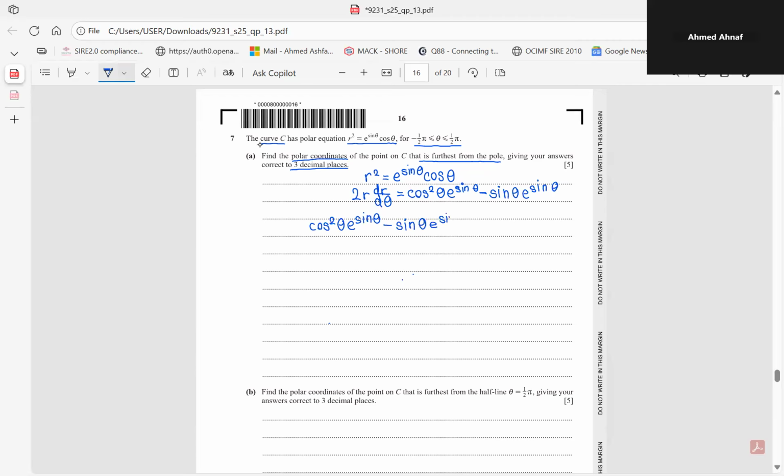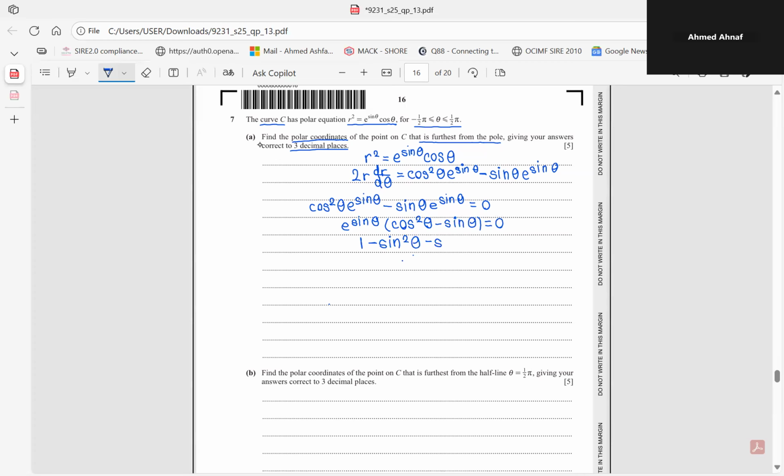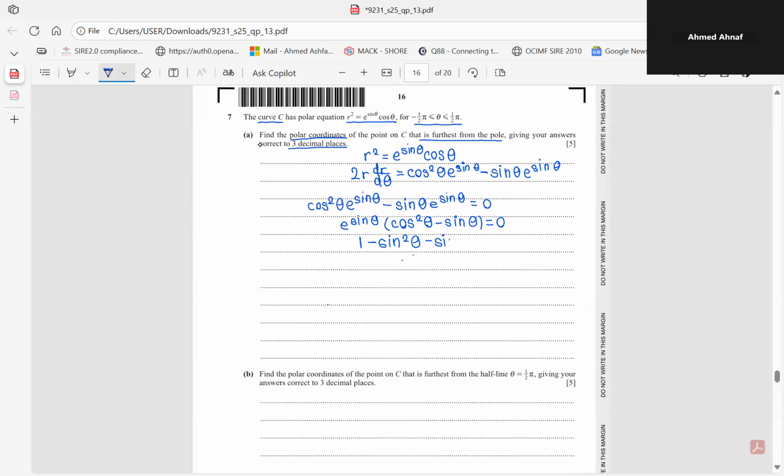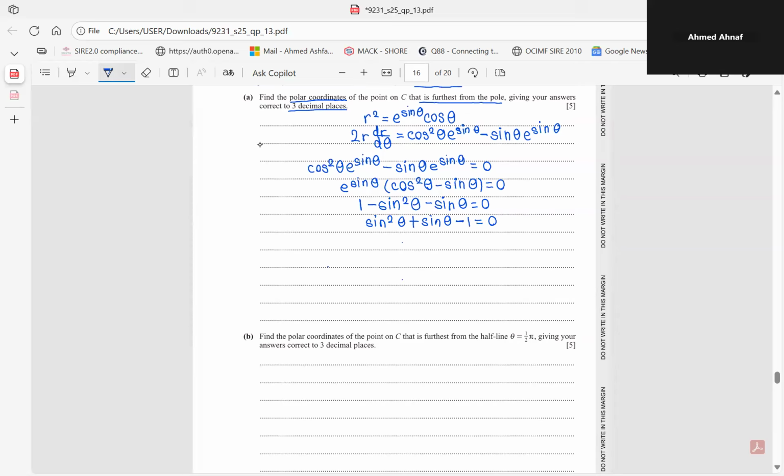We know that e to the power of anything isn't equal to 0, so we can just divide by e to the power of sine theta. So we'll get cosine squared theta minus sine theta equals 0, and let's also replace cosine squared theta with 1 minus sine squared theta, minus sine theta equals 0. Now let's simplify this quadratic equation: sine squared theta plus sine theta minus 1 equals 0.